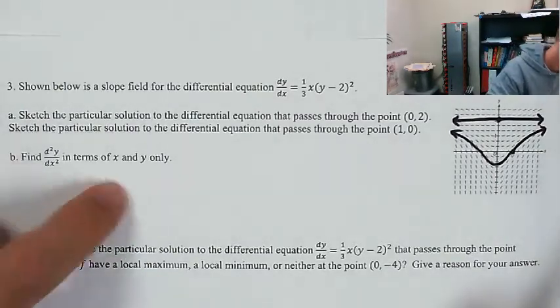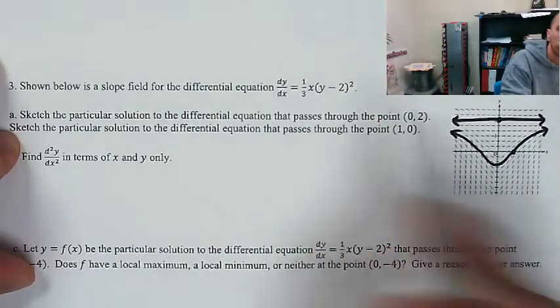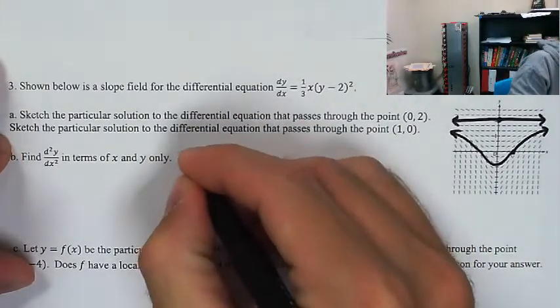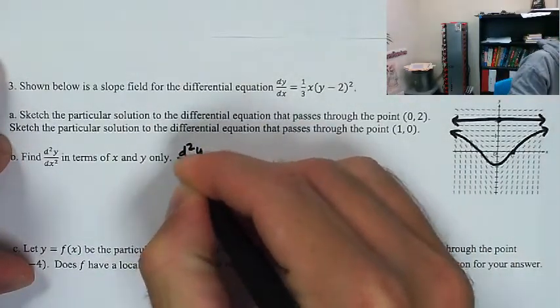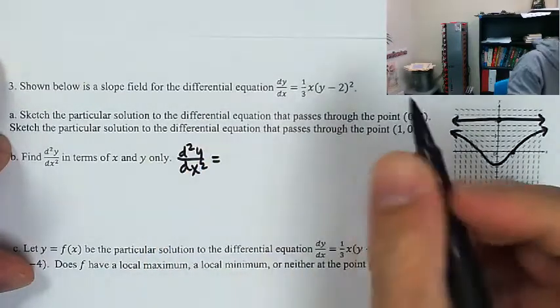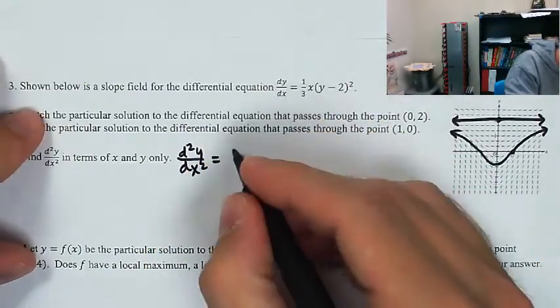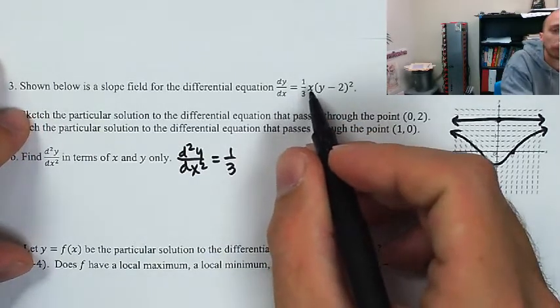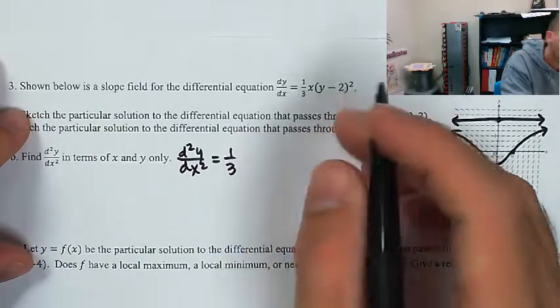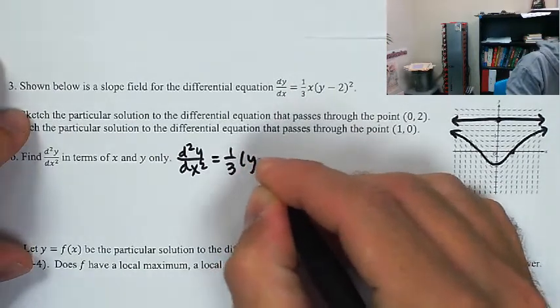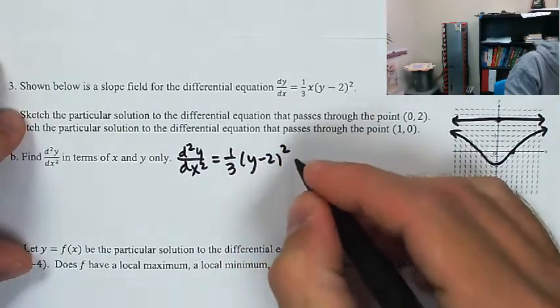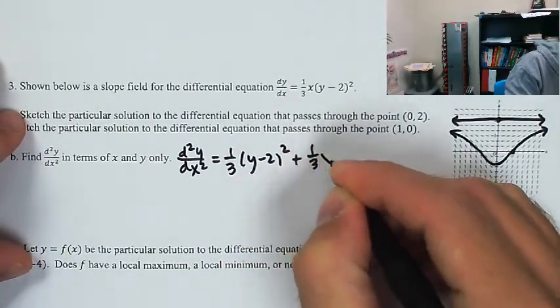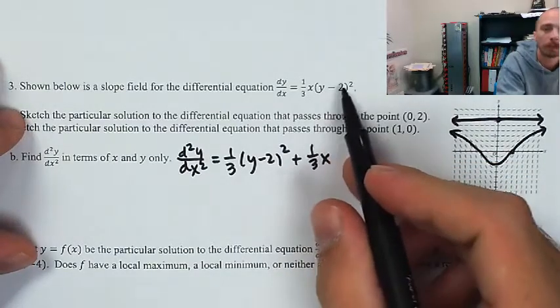Find the second derivative in terms of x and y only. Okay, this is a product, so I'm going to need to observe the product rule. So take the derivative of the first factor: the derivative of 1/3 x with respect to x is just 1/3, leave the (y - 2) squared the same. Then add in, leaving 1/3 x the same, the derivative of (y - 2) squared.